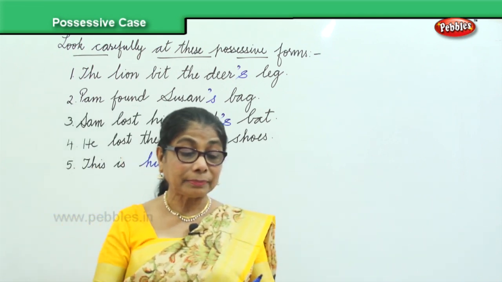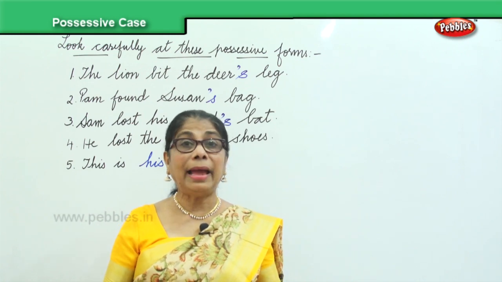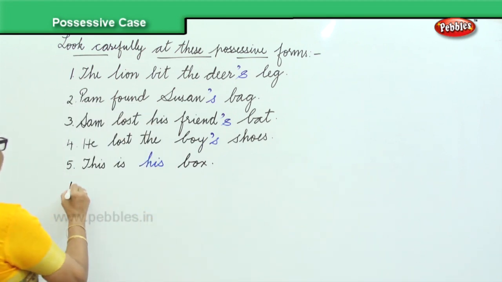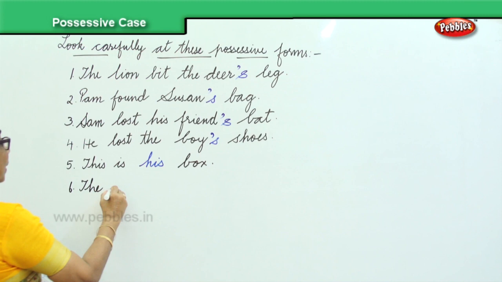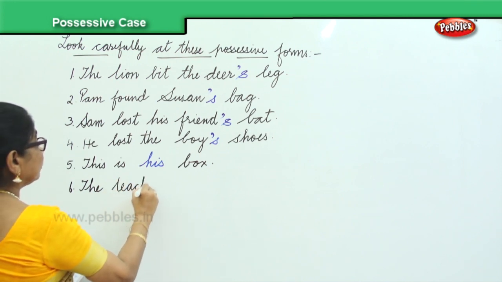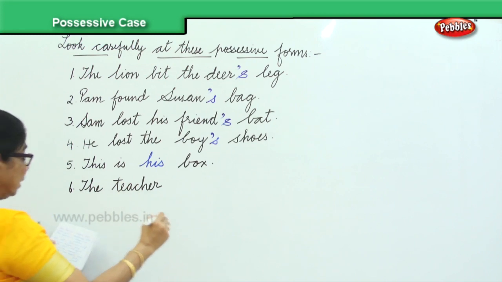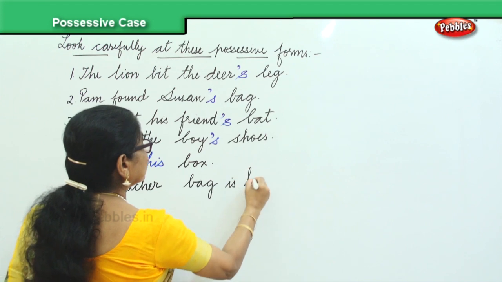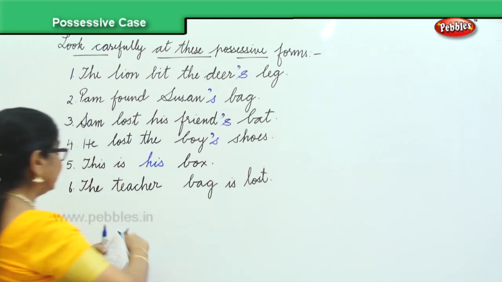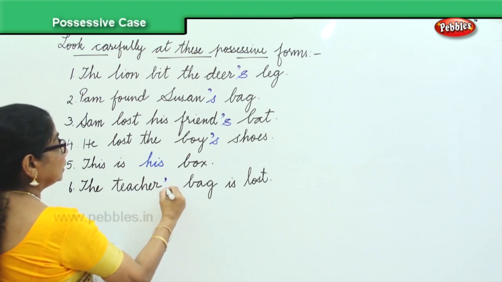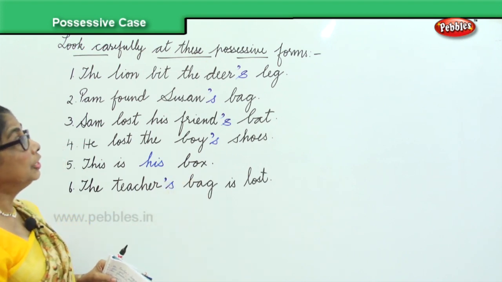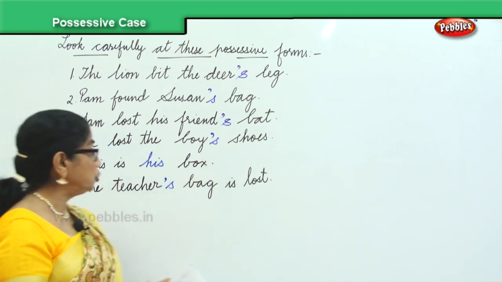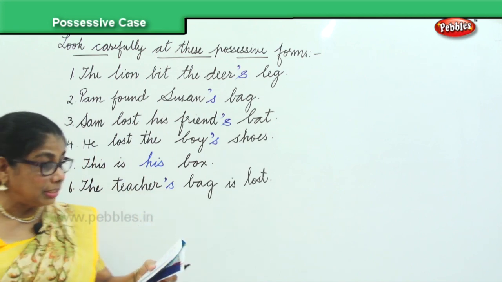Okay? Next. The teacher's bag is lost. The teacher's bag is lost or found, whatever. The teacher's bag, possessive form. Deer's leg, Susan's bag, friend's bat, boy's shoes, his box, teacher's bag.